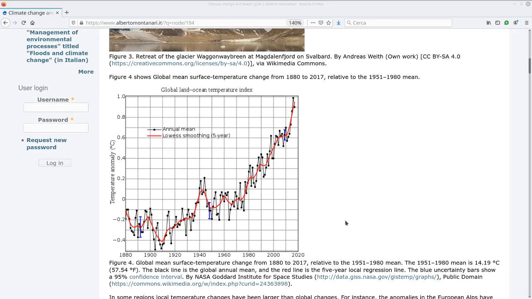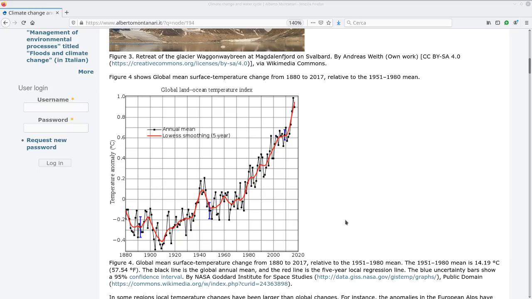There are several reconstructions of this type, which you can find on the web. They differ a little bit between each other. If you look at this one, which is usually taken as a pessimist reconstruction, meaning that there are other reconstructions that show less relevant warming.